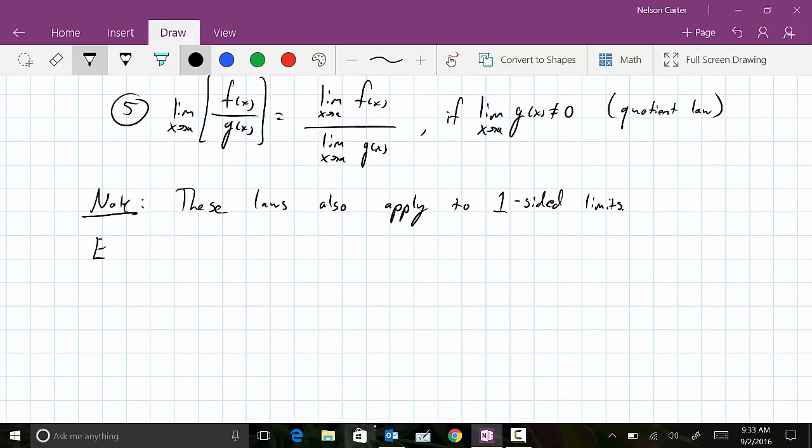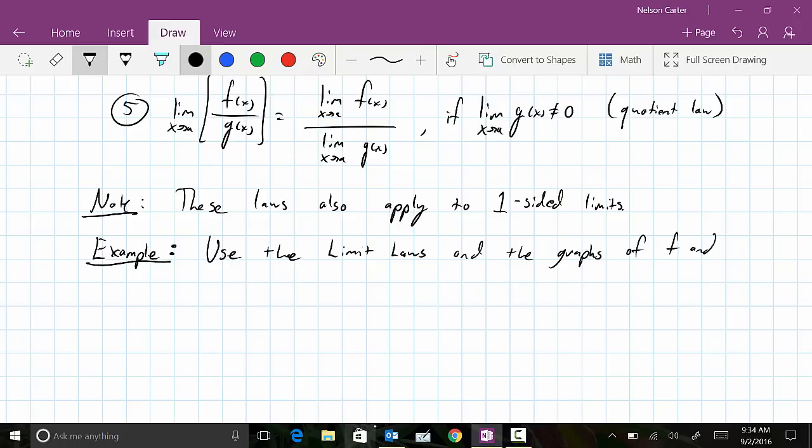Okay, so here's an example. It says use the limit laws and the graphs of f and g in the figure to evaluate the following limits if they exist.